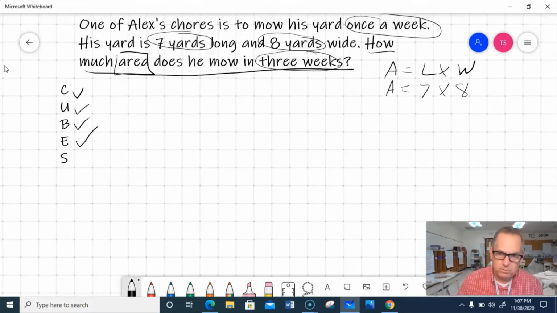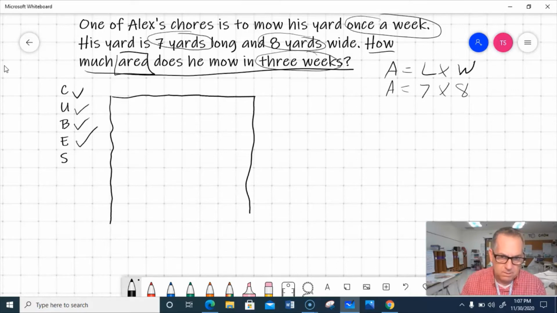And we can go ahead and use the grids we have right here to draw his yard. So we'll do 7 long. So we got 1, 2, 3, 4, 5, 6, 7 by 8. That's 1, 2, 3, 4, 5, 6, 7, and 8. And it's a rectangle. And that's his yard right there. So I know the length is 7 and the width is 8, and it's yards.